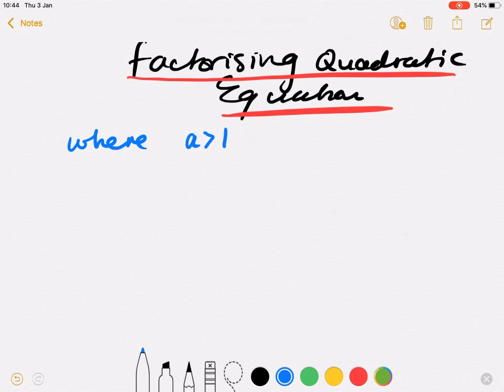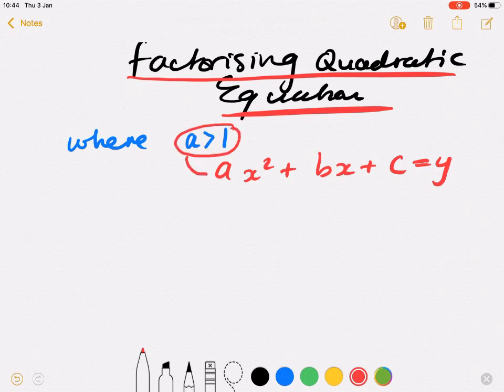Normally when we have our quadratic equations, we have the format ax squared add bx add c is equal to y. So when I say a is greater than 1, I'm talking about the coefficient of x squared. Normally the a value is missing, i.e. it's 1. In these particular questions, we're going to be looking at them when they are 2 or 3 or 4 or 5. So let's start off with our first example.